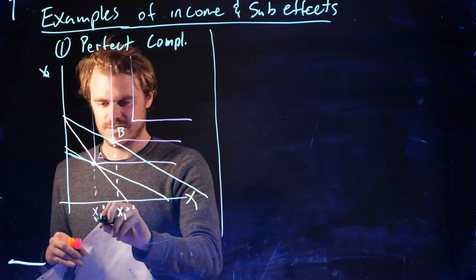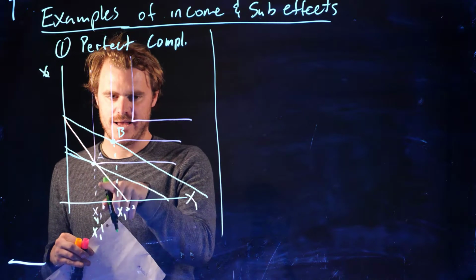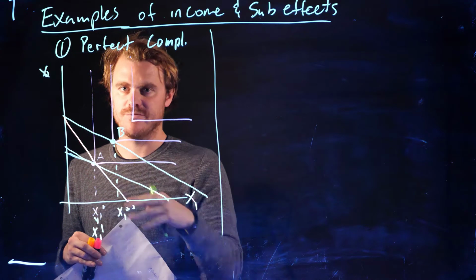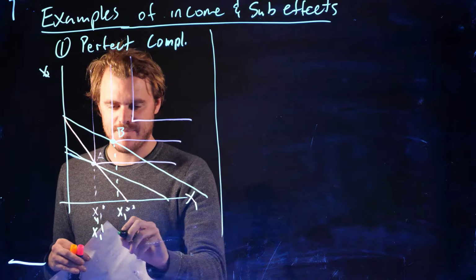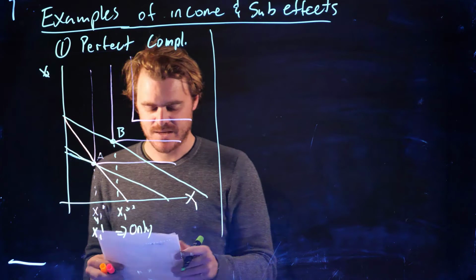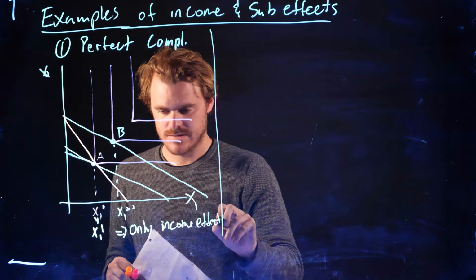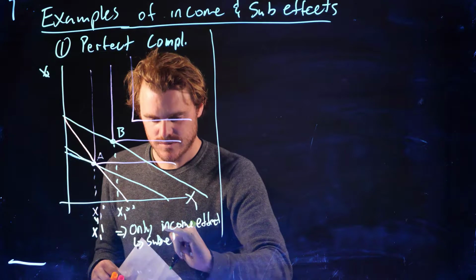Well, we're not changing how much we purchase of x1 due to the relative price change, holding income constant. So what's happening here is that there's only the income effect. The sub effect equals 0.